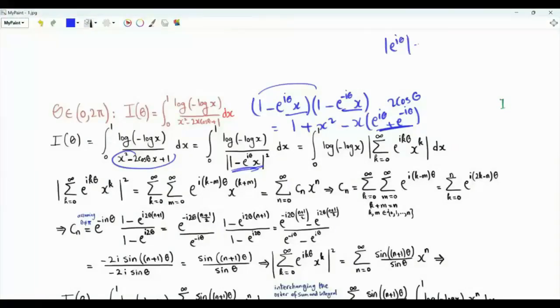The magnitude of e to the i theta is equal to 1. x is in the open interval from 0 to 1. 1 over 1 minus e to the i theta x can be written as summation k from 0 to infinity of e to the i theta times x, all to the power k. But we have magnitude squared.